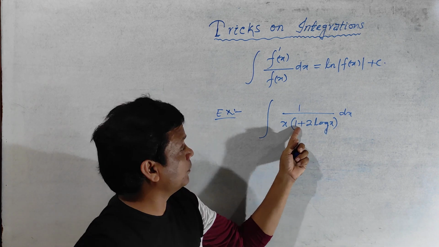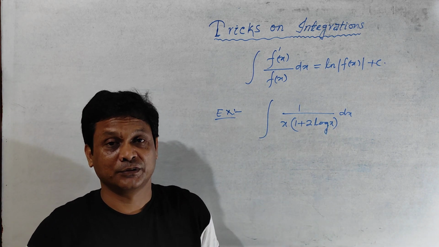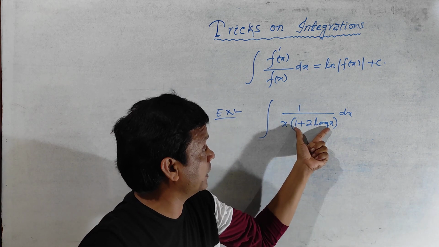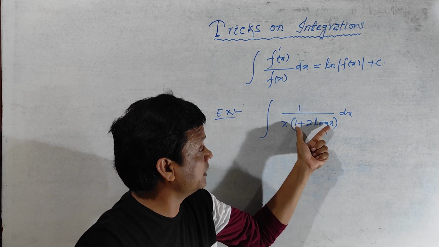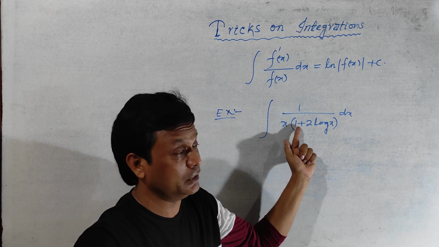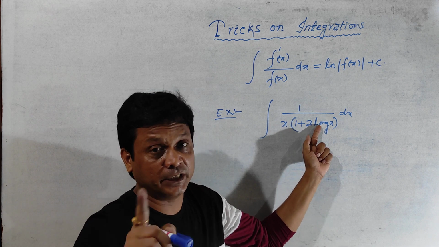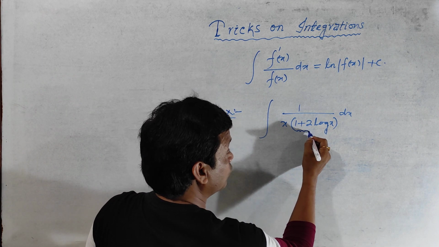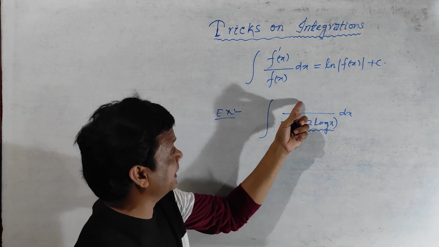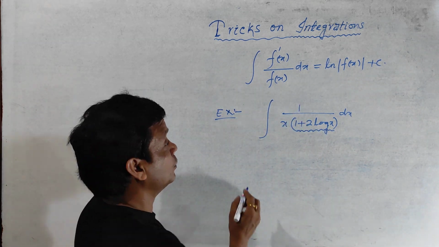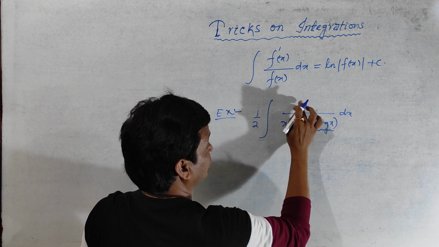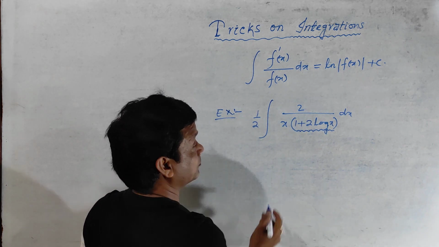One by x into 1 plus 2 log x. I have told you, first try the derivative of the larger part. What is the derivative of the larger part, 1 plus 2 log x? The derivative of 1 is 0 and 2 into the derivative of log x, which is 1 by x. That means 2 by x. The derivative of this part is 2 by x. 1 by x is there. Only 2 is required. So I can write 1 by 2 into 2.